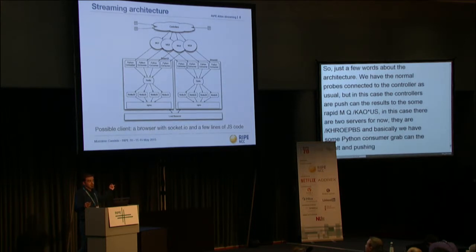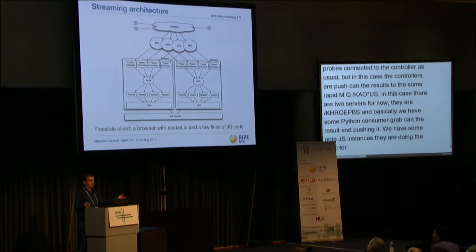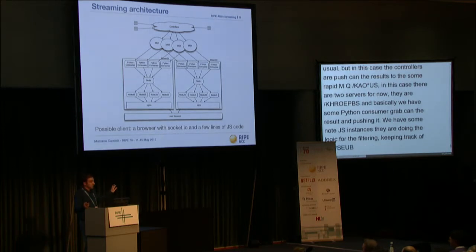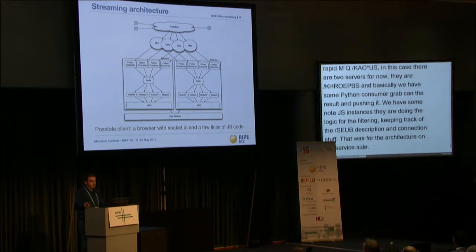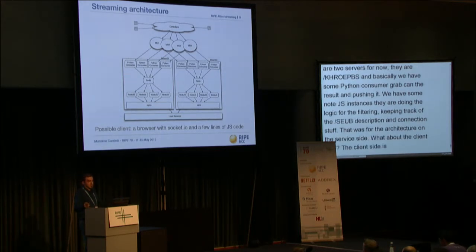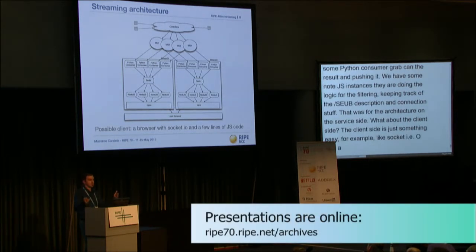We have some Node.js instances. They are doing the logic for the filtering, keeping track of the subscriptions and all the connection stuff. And well, that was the architecture on the server side. What about the client side? The client side is just something easy, for example, Socket.io with a few lines of JavaScript code. If you don't like JavaScript, you can do it with Python or whatever.